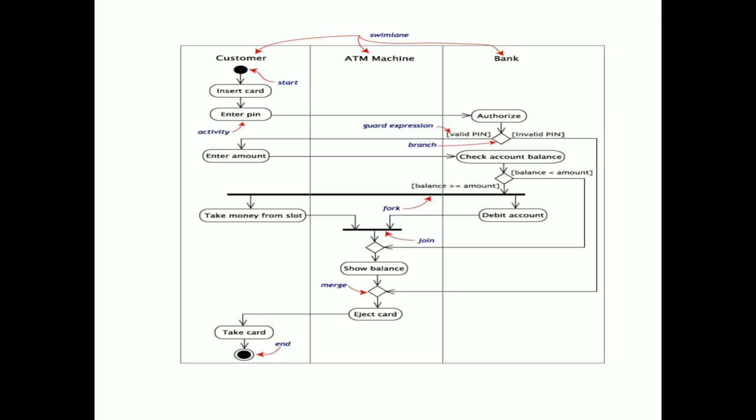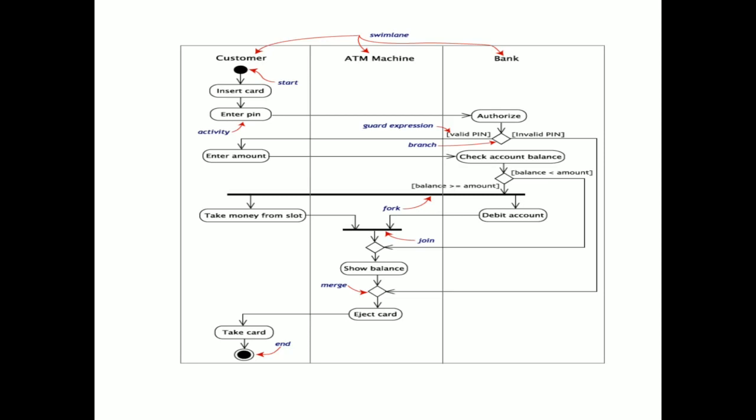If the PIN is valid, then enter amount, then check balance. If the balance is there, then take money from the slot. Also debit account. Then forking is there, joining is there, and after joining, show balance. Again merging is there. Eject card, take card and stop.